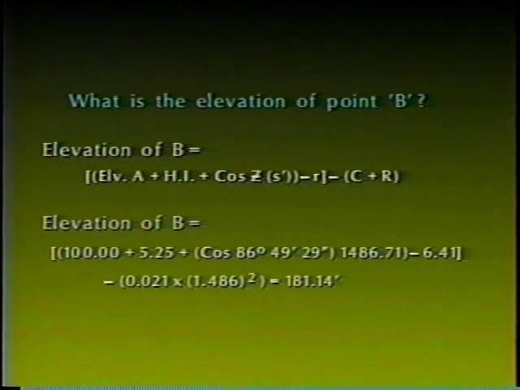Notice in this example, the correction for curvature and refraction, about minus 0.05 feet, must be included. With this type of leveling, the balancing of forward and backward sightings, or simultaneous trigonometric leveling, will eliminate the need for correcting for curvature and refraction.